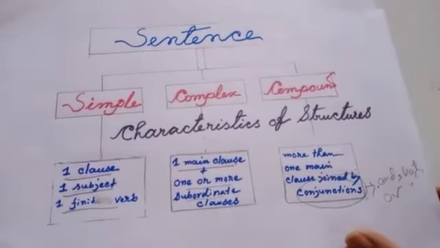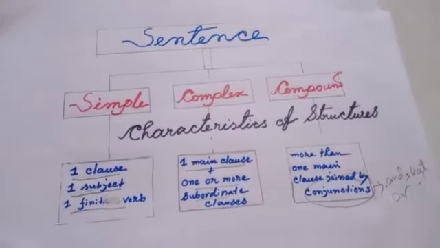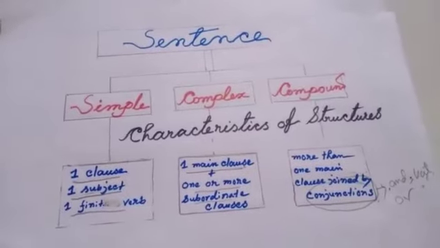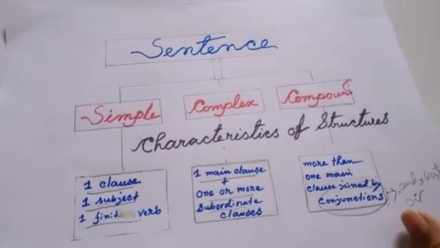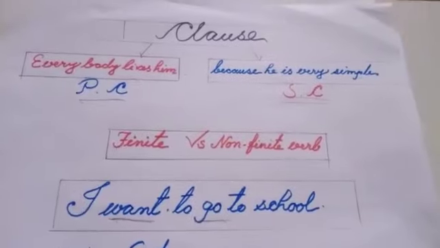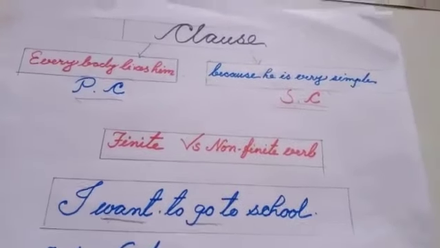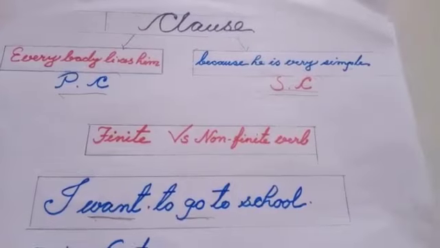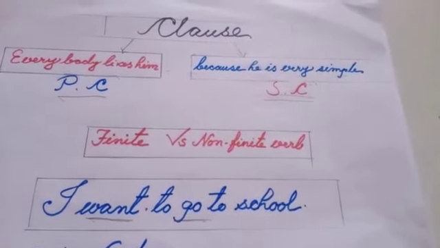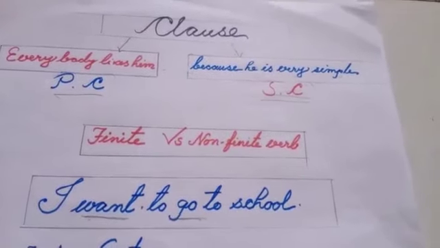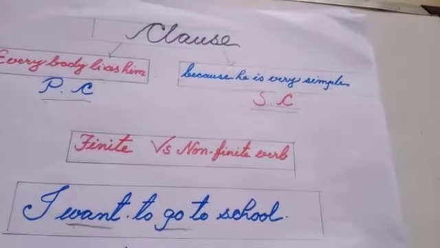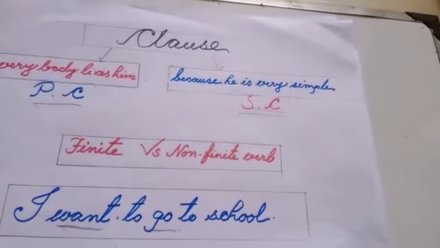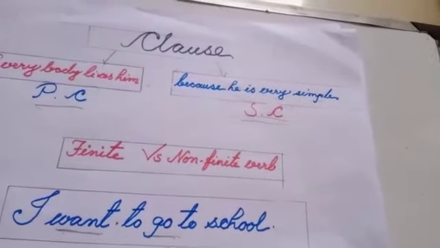Now one question might come in your mind that what is clause, what is subordinate clause, what is principal clause, what is finite verb, non-finite verb, and so on, right? So let's start with clause. First of all, what is clause? A clause is a group of words having a subject and a predicate of its own, but it acts as a part of a greater sentence. Clear? It's a part of a greater sentence.